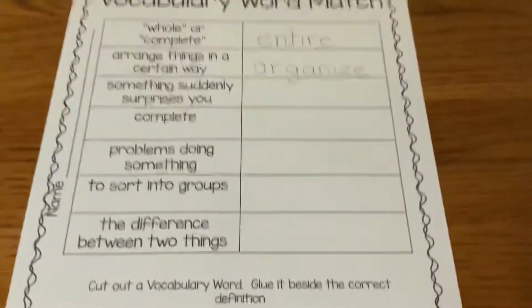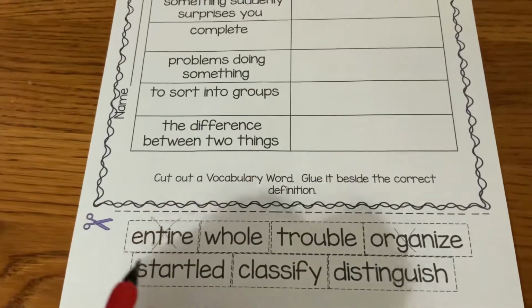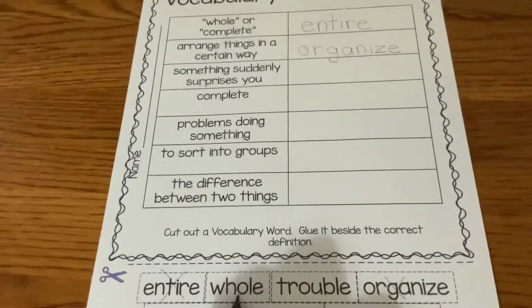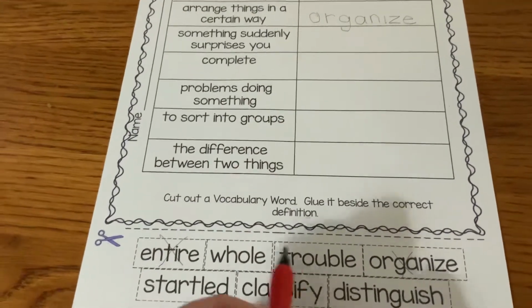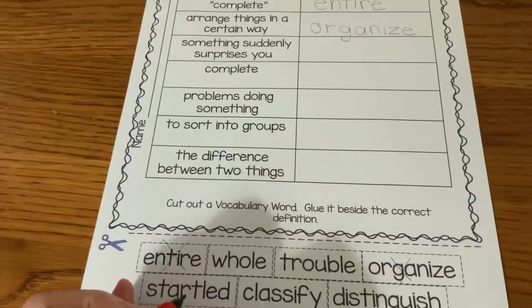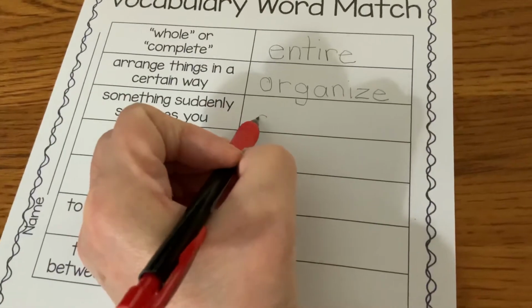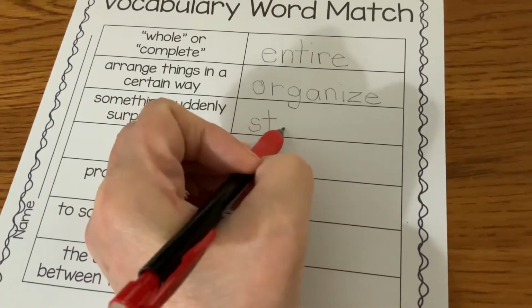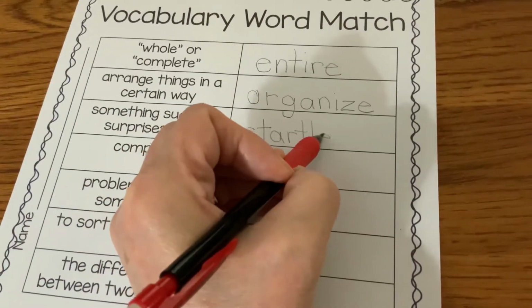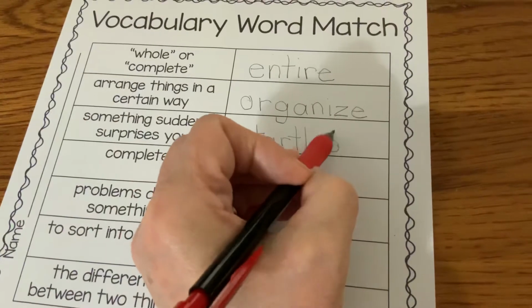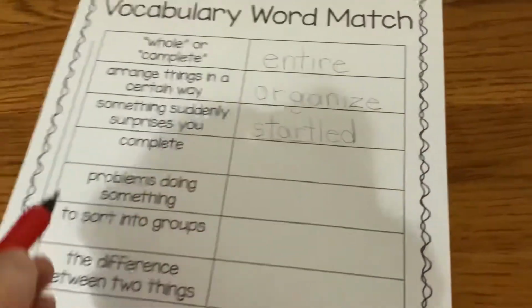Okay, something suddenly surprises you. Okay, do you remember that? Which word tells you something suddenly surprises you? Whole? No. Trouble? No. Sometimes I know I'm going to have trouble. Startled? Yeah. If I startled my mom, I suddenly surprised her. Startled. I can think of the word start at first. She started to get me because I startled her.